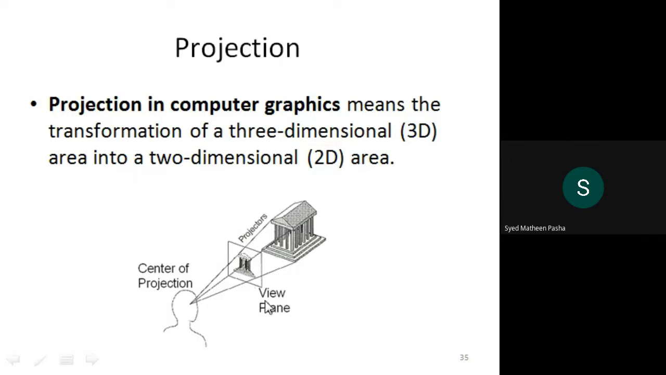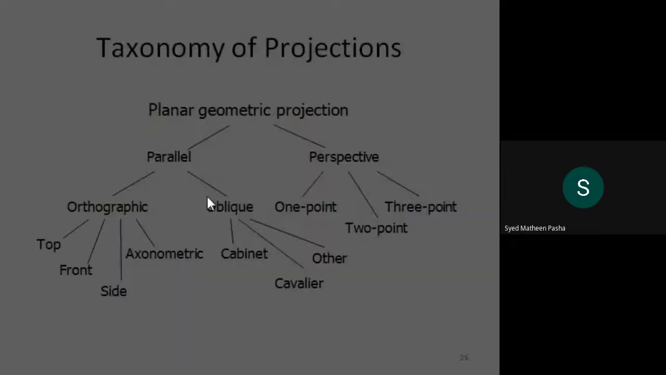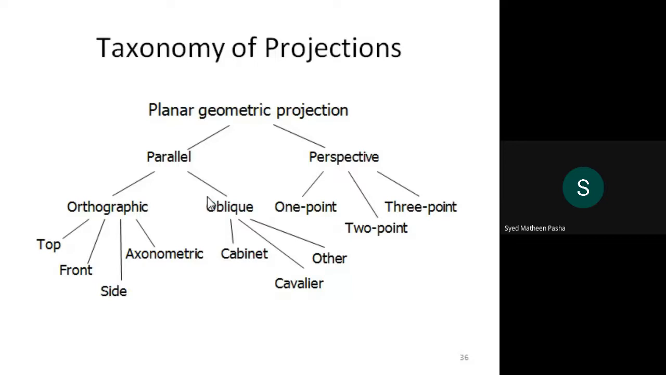If I consider the projector example, this is my laptop, the center of projection. The view plane is the projector, and the screen which shows you the data is actually the final destination. The process happening here, the conversion of this to this, is called projection. So that is a simple definition of projection: the conversion of 3D space or 3D area into 2D area. Then we have some taxonomy with respect to projections.